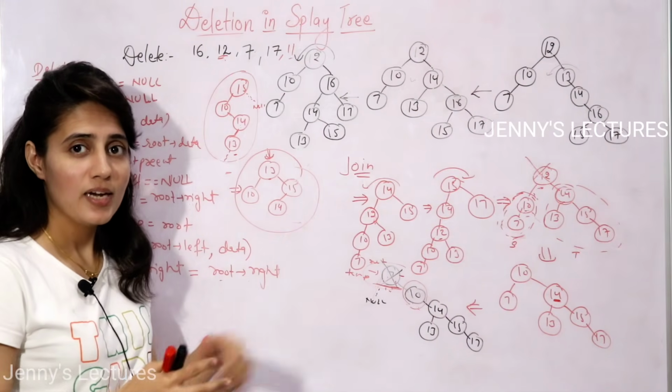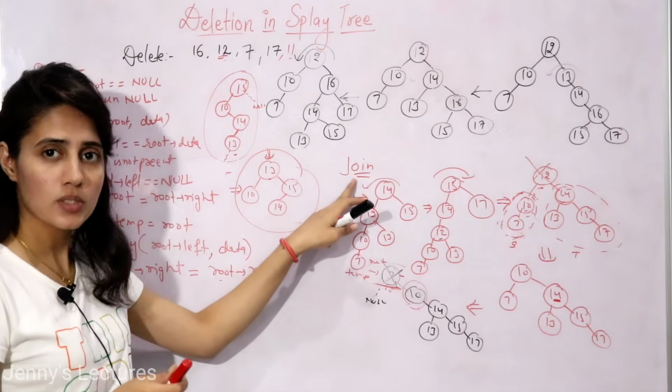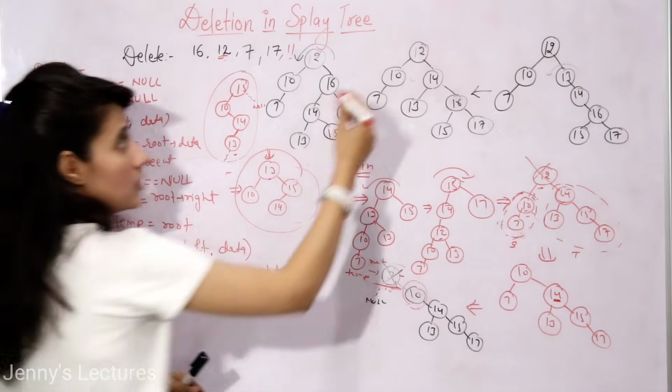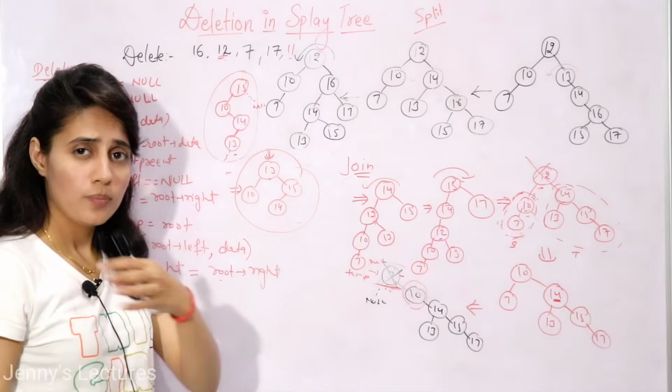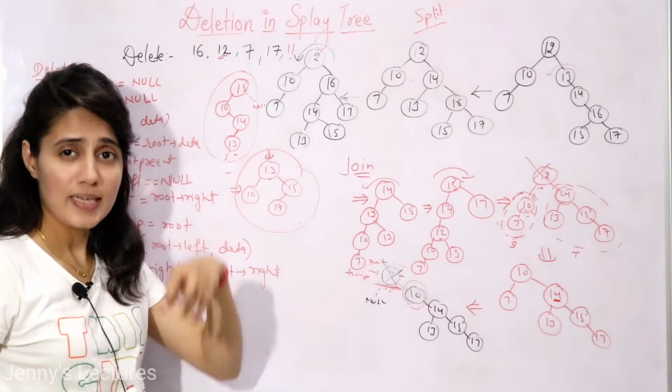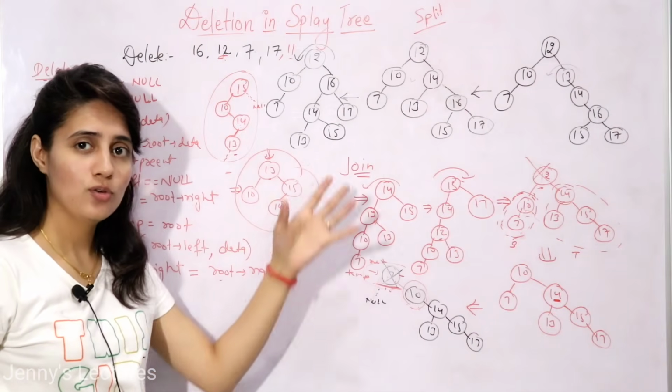Here in this splay tree, this is the join operation we have discussed. One more operation is also there, that is the split operation. So that is very easy. So if you want me to make a video on the split operation, you can tell me in the comment box. I'll make a video on this topic also.